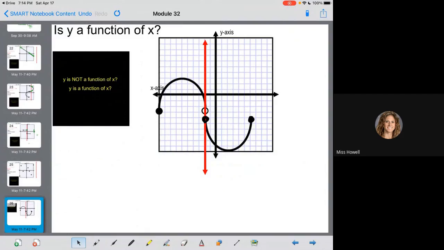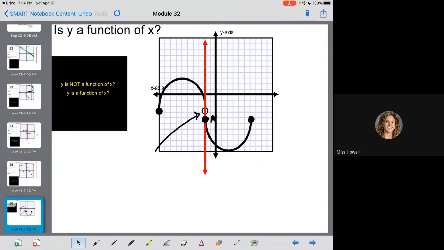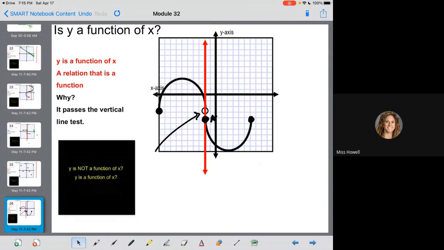Now, at first glance, we might say this fails because it looks like it's passing through the graph in 2 spots. But remember, an open circle, this circle here, doesn't exist. It's setting a boundary, but it's not really there. So the only part of the graph that's really here is this filled in circle. So that's a pass. This is good. This is a function. We should be saying y is a function of x here. And the reason that it's a relation that is a function is because it passes the vertical line test.